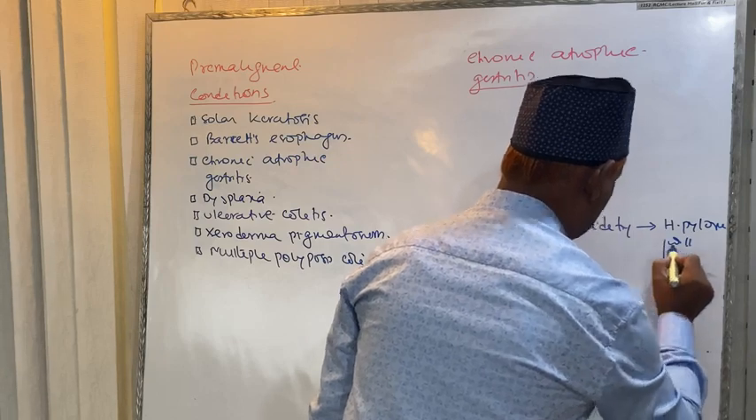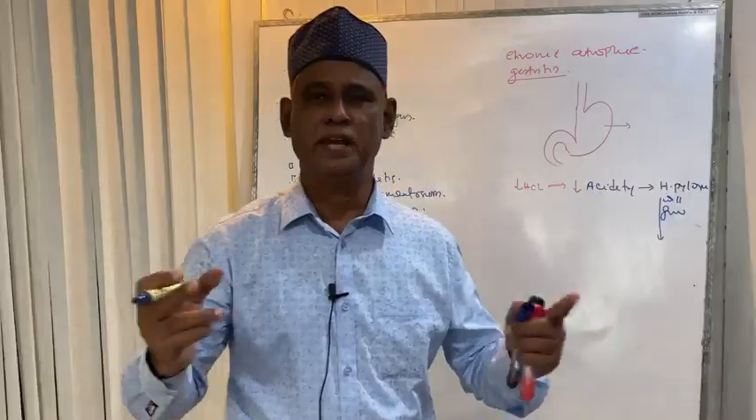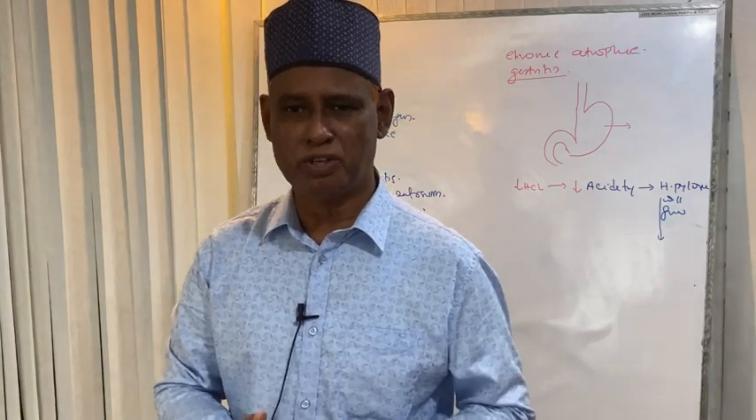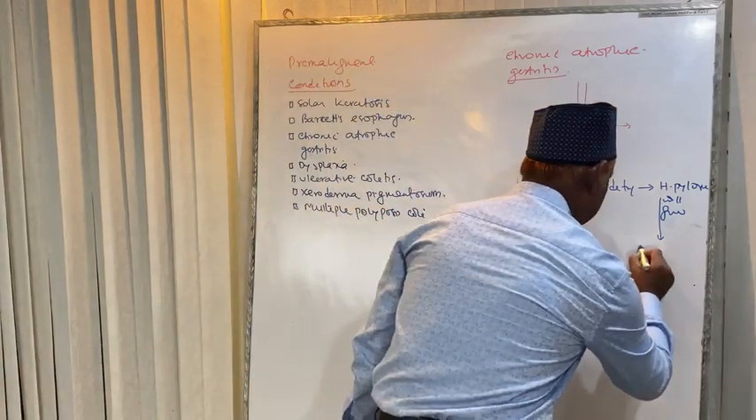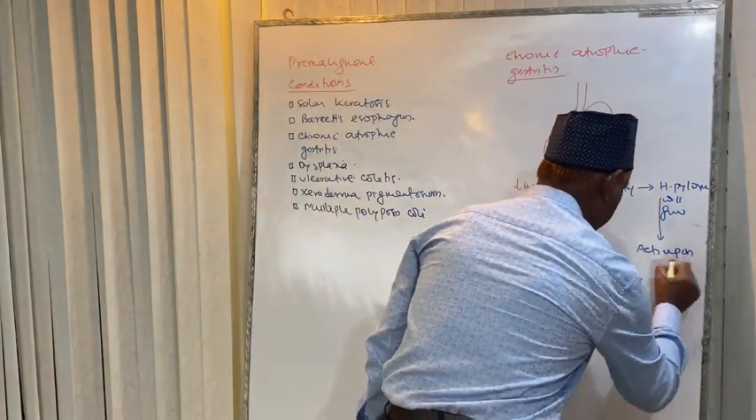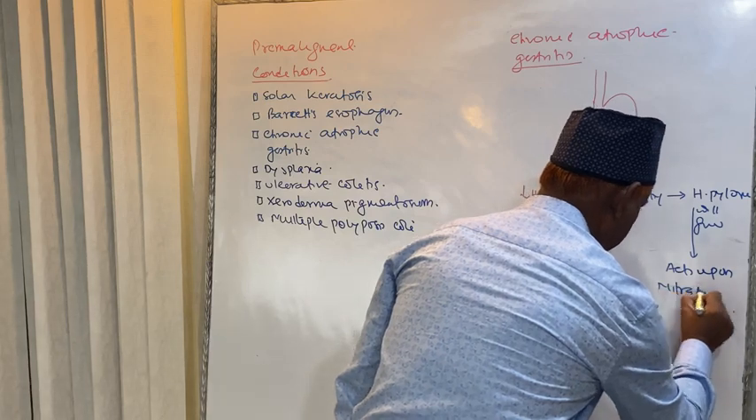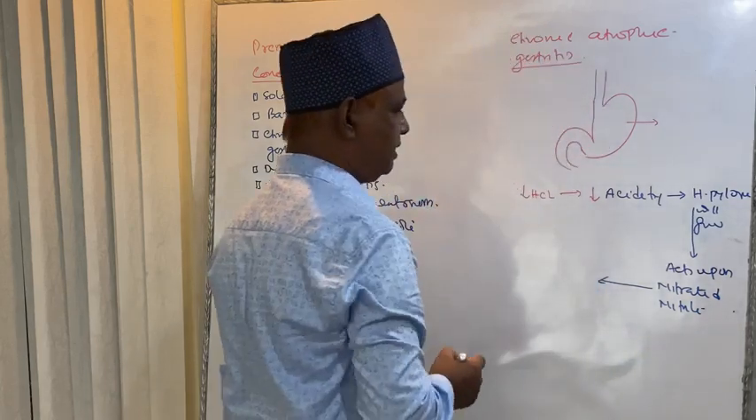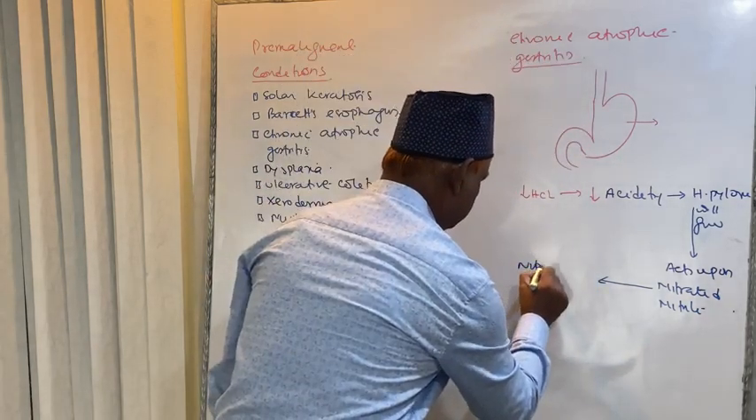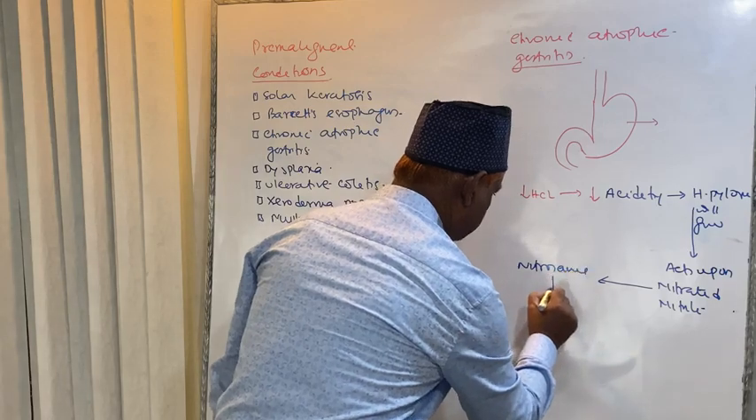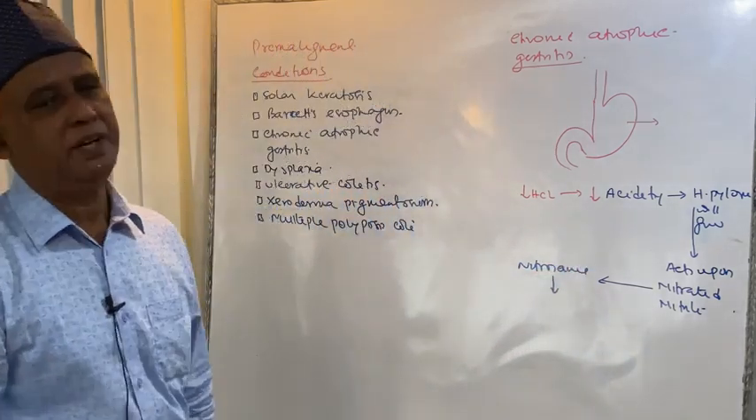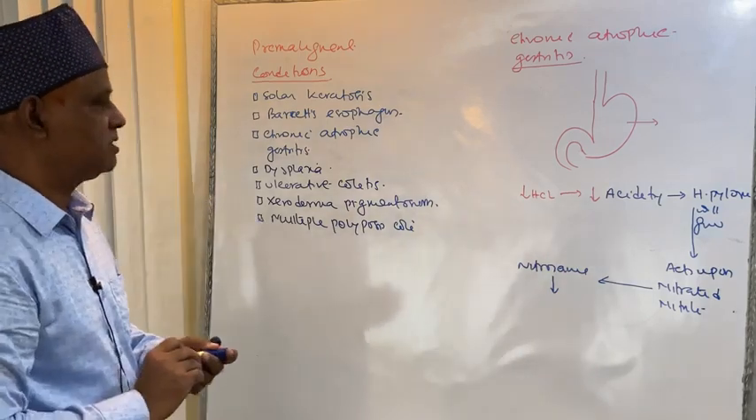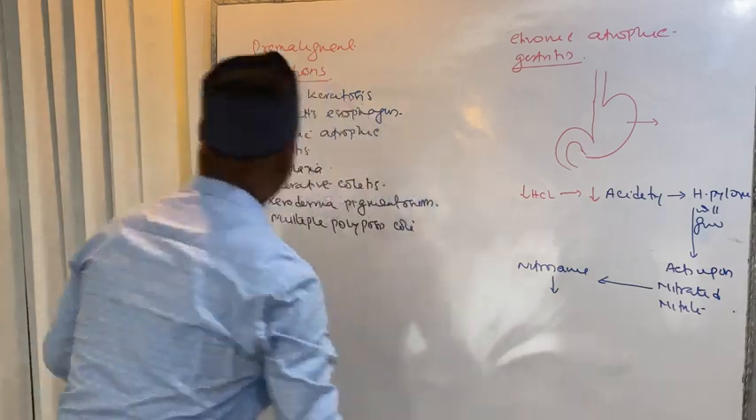And this Helicobacter pylori acts upon the nitrates and nitrites and converts them to nitrosamine. And this nitrosamine is a carcinogen and it causes gastric neoplasm and gastric carcinoma. So chronic atrophic gastritis is one of the premalignant conditions.